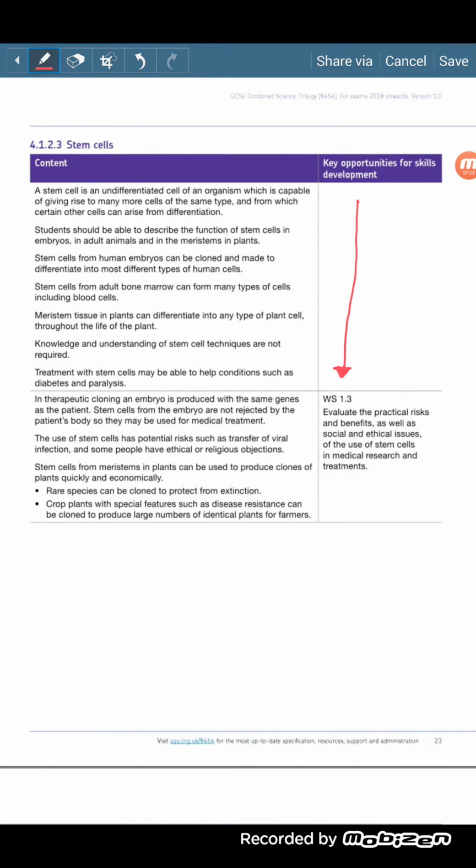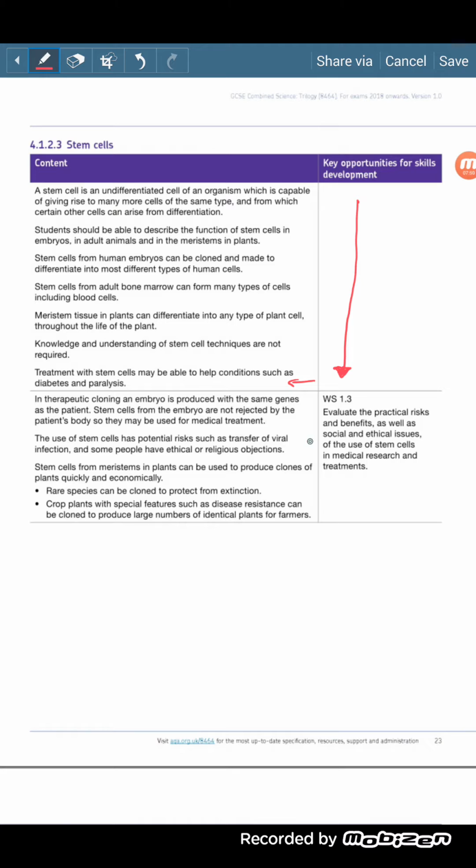This is an example where these specifications are almost like notes. So, for example, if we look at this, we can see treatment with stem cells may be able to help conditions such as diabetes and paralysis. In an exam question, you might be asked specifically, what are the advantages of using stem cells in medicine? And there they've given you the answer. Okay, and so it's worth using these as excellent notes.